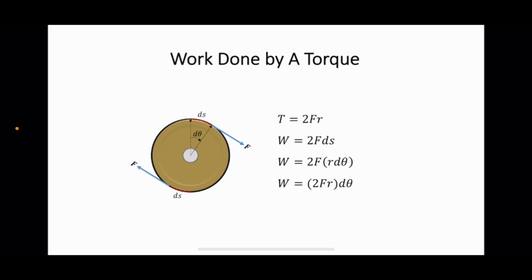In other words, if a torque rotates an object a certain angle measured in radians, the work done by the torque is calculated by multiplying the torque with the angle.